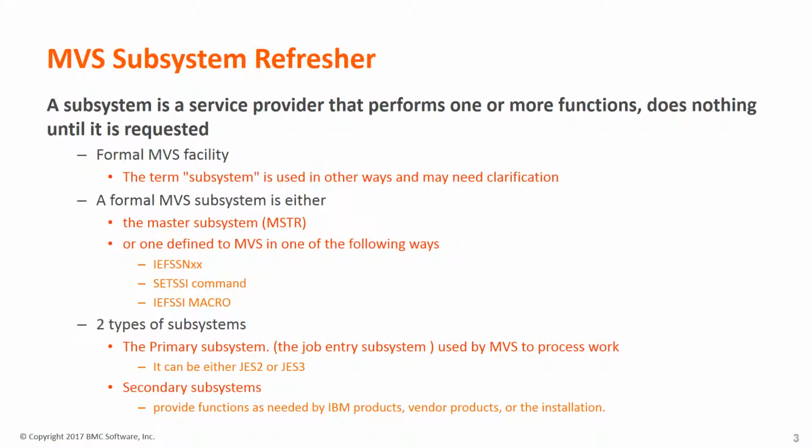And there are two different types of subsystems. There's a primary subsystem, which is typically JES, and then there are secondary subsystems, such as the BBISS used by MainView.